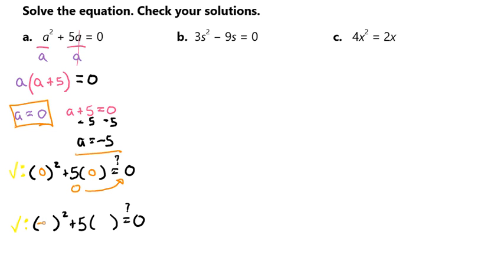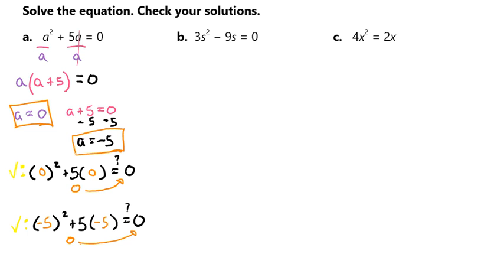Then we're going to check our negative 5, and if we plug negative 5 squared plus 5 times negative 5 into the calculator, make sure you use your parentheses in the right places, because if you don't, you won't get the right answer. You're going to get a 0, which is what we needed it to equal, meaning that a equals negative 5 is a solution.